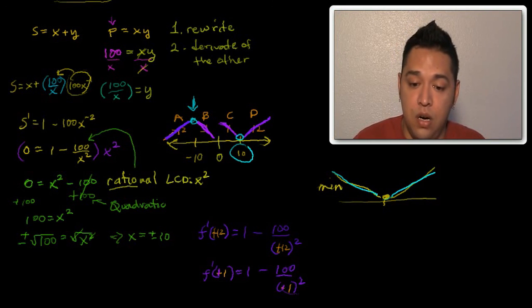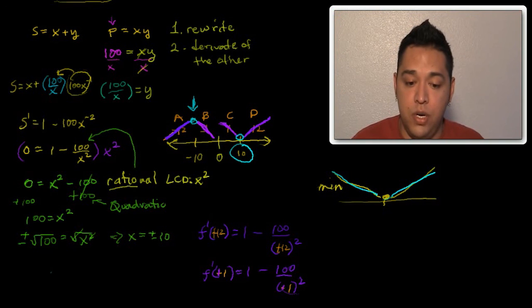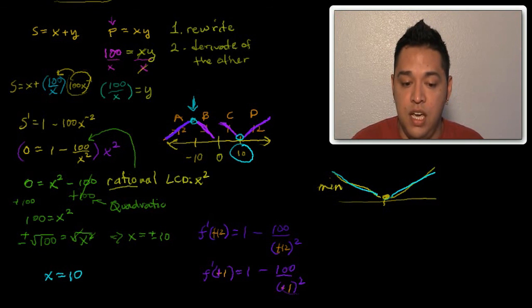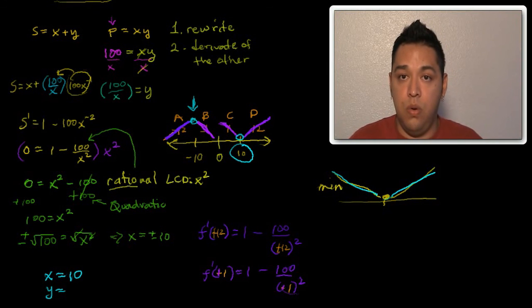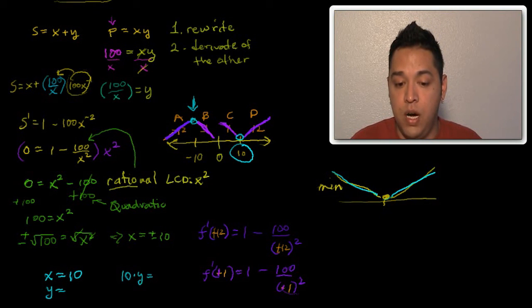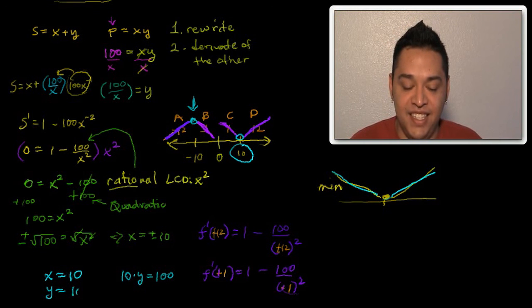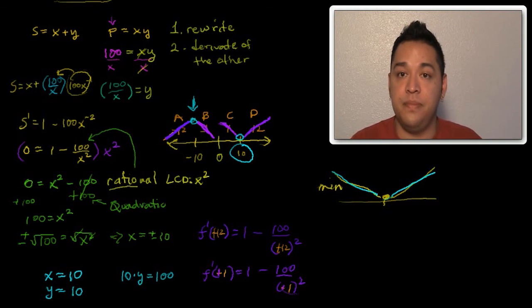So we found our point, which is our x value. One of our numbers is x is equal to 10. So what does our other value have to be? We know that the product was 100. So 10 times y is equal to 100. What does y have to be equal to? 10, right? So that's what my y value is.